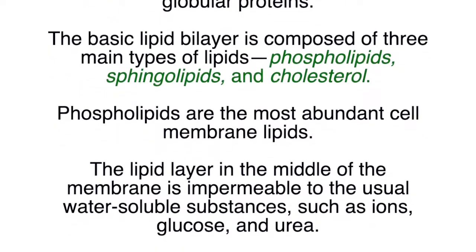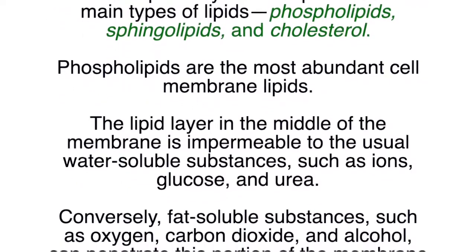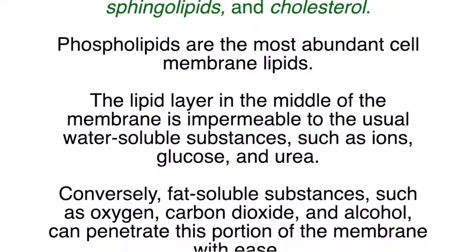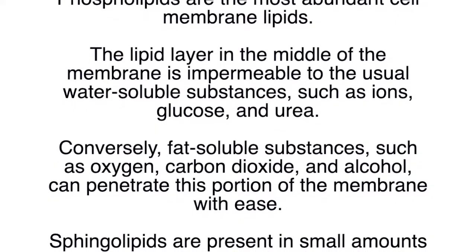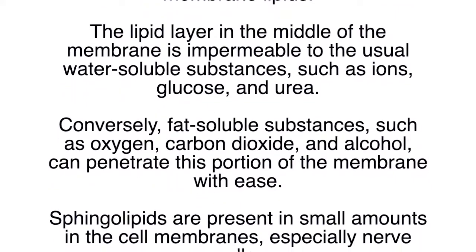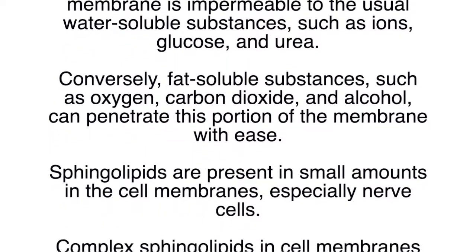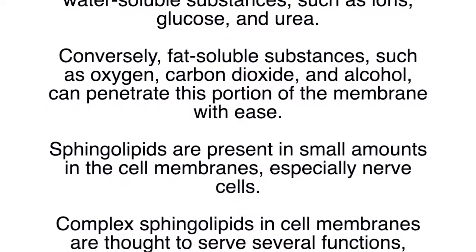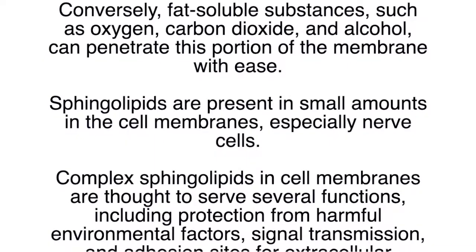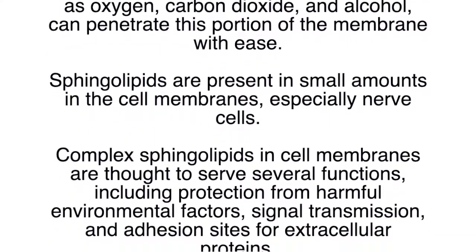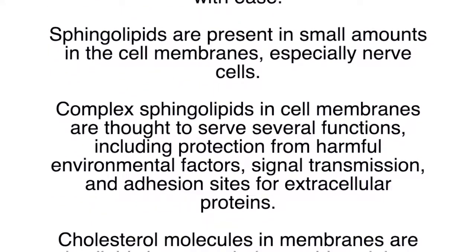The basic lipid bilayer is composed of three main types of lipids: phospholipids, sphingolipids, and cholesterol. Phospholipids are the most abundant cell membrane lipids. The lipid layer in the middle of the membrane is impermeable to the usual water-soluble substances such as ions, glucose, and urea. Conversely, fat-soluble substances such as oxygen, carbon dioxide, and alcohol can penetrate this portion of the membrane with ease.